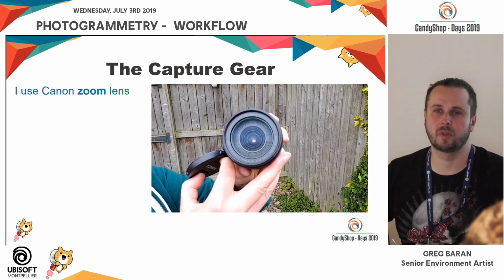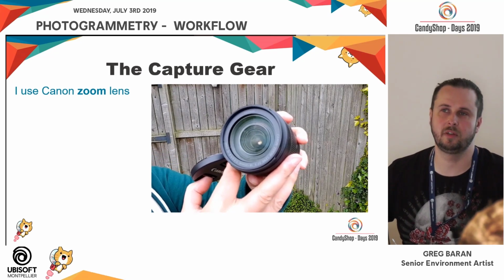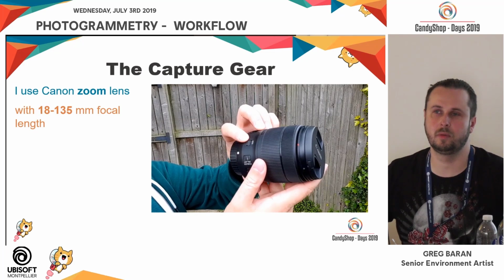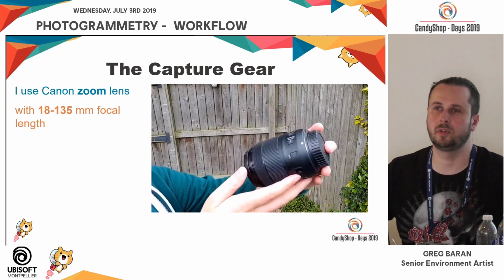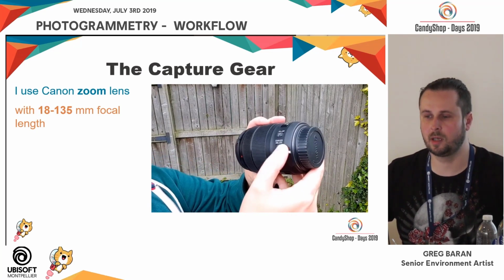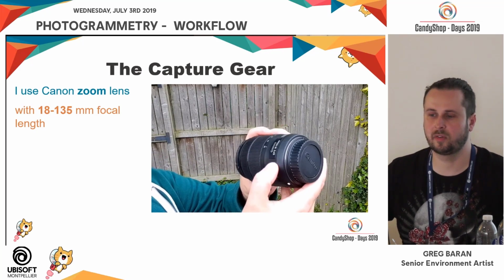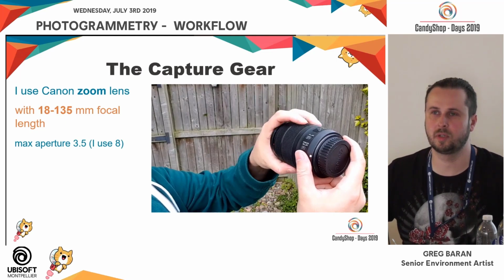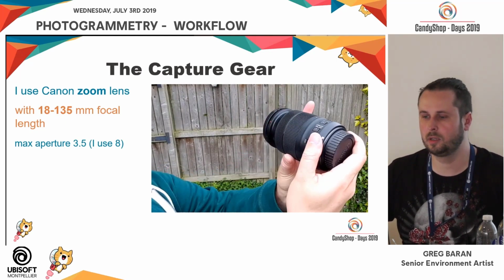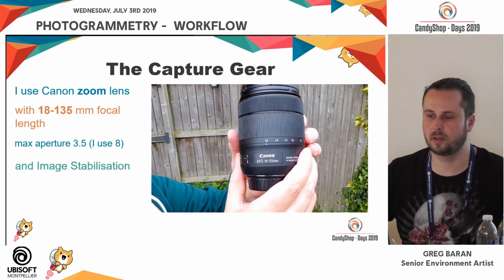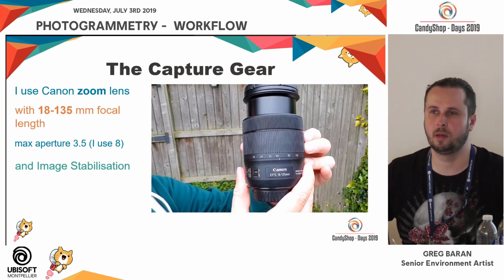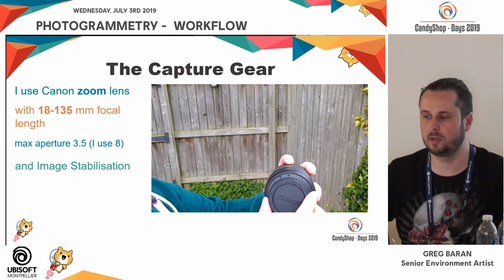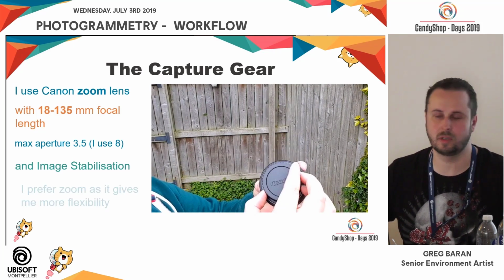I use a Canon zoom lens. Some people think that it's better to use a fixed lens. I don't agree with that because this lens gives me much more opportunities to capture things around. And this lens has 18 to 135 focal length, so it means I can zoom pretty much everything. And it has aperture 3.5, but I never use anything lower than 8. And it has image stabilization.